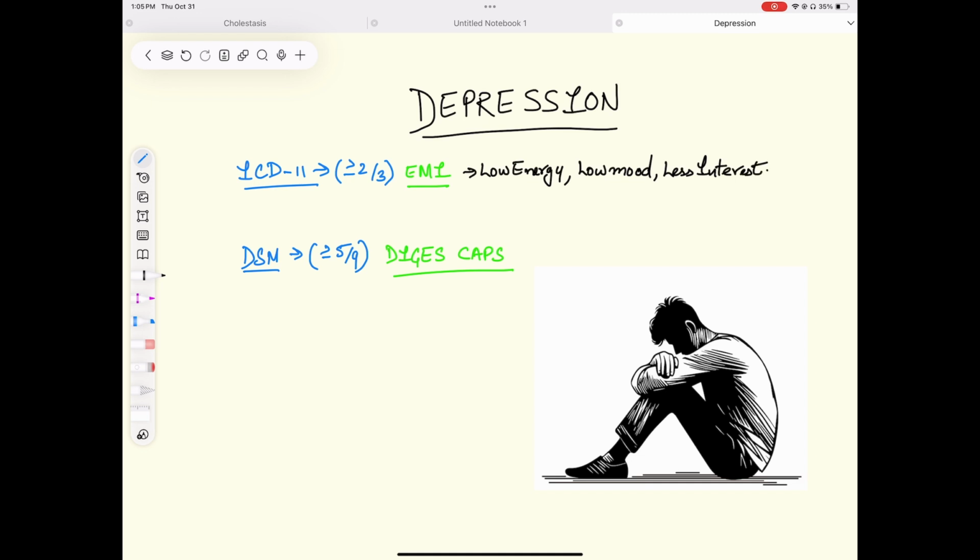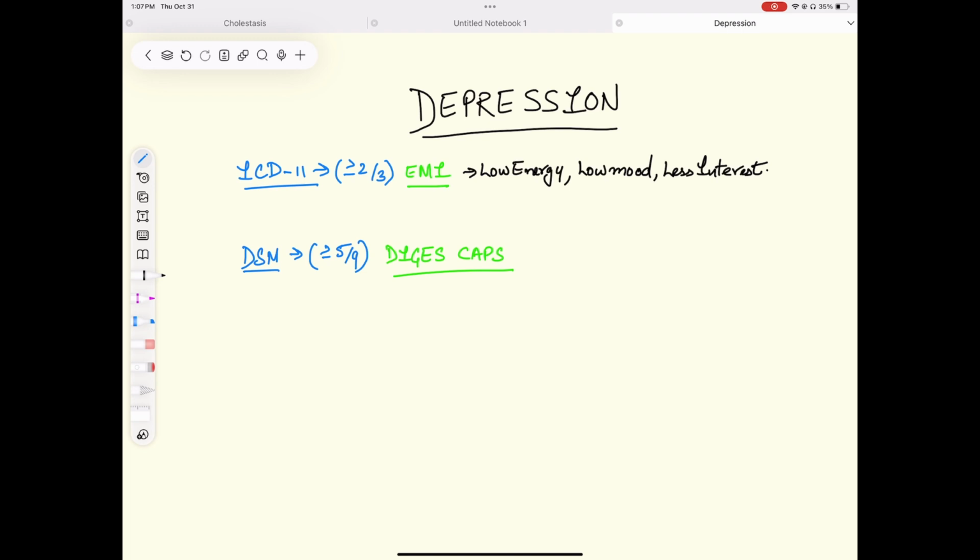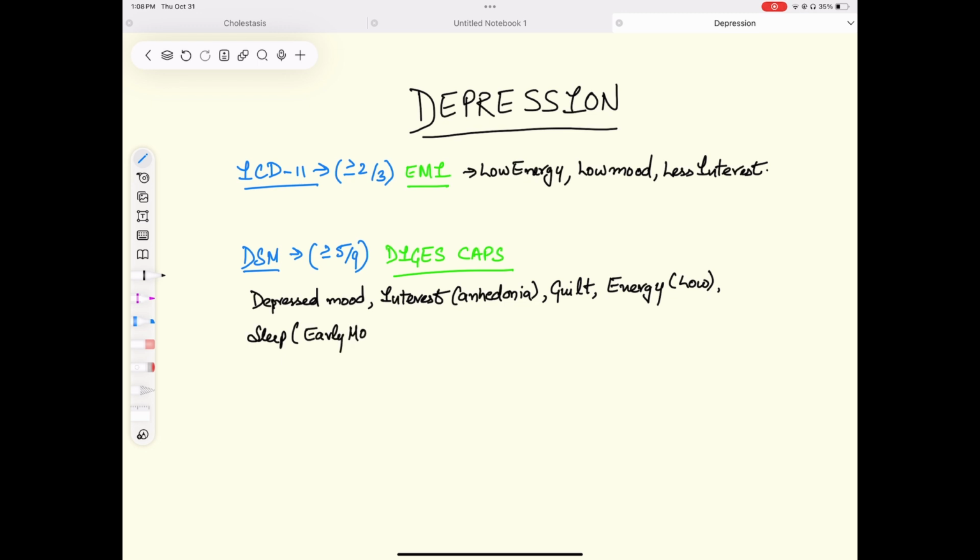According to DSM, depression can be diagnosed by the presence of 5 out of these 9 clinical features, which includes depressed mood, less interest, which is also called anhedonia, presence of guilt, there is a persistent low energy state, the sleep cycle is usually disturbed, which includes early morning awakening, concentration levels are reduced, appetite is usually reduced, which thus causes weight loss.